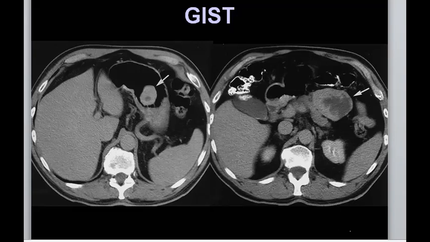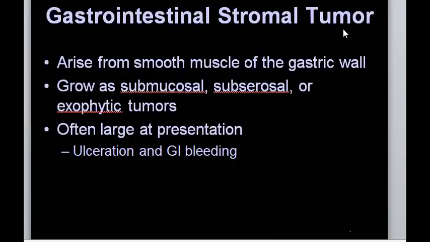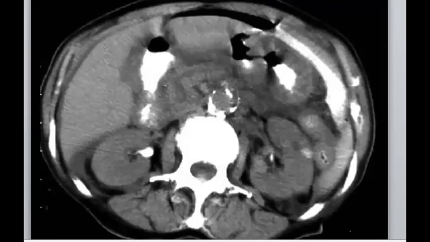Okay? If it has an intramural portion like this one, it can cause ulceration and bleeding, and this patient can present clinically with hematemesis. So this is what's called gastrointestinal stromal tumor. It can be submucosal, subserosal, exophytic, and the complications are ulceration and GI bleeding.